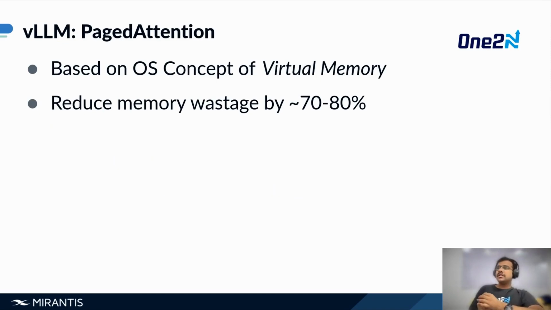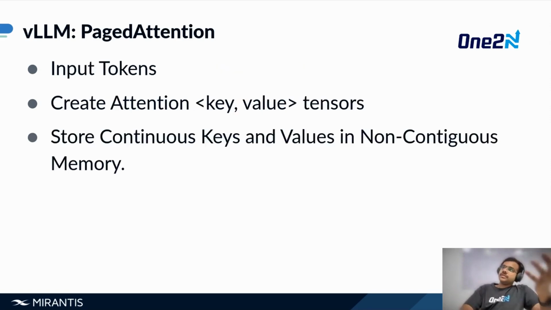It is an inferencing server, or a more accurate way to say it, it is an inferencing runtime, and it is based on the concept of virtual memory in operating systems, that you could have pages in memory aligned in a non-contiguous fashion, but to your application it looks as if it's contiguous memory. And if this is possible, we were able to reduce our memory wastage by 70 to 80%. So how it is supposed to work is that you have your input tokens, you create key value pairs for your tensors or the attention tensors. Let's not get into the details of them.